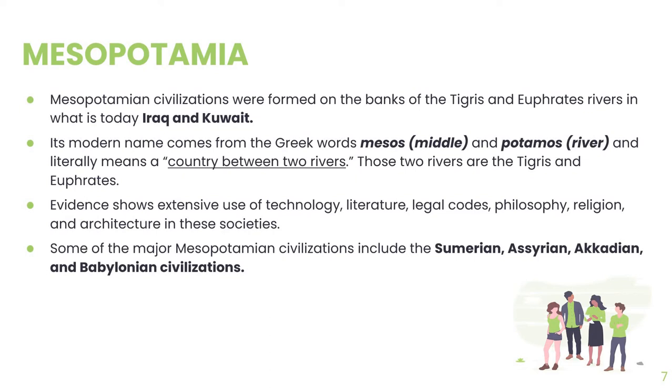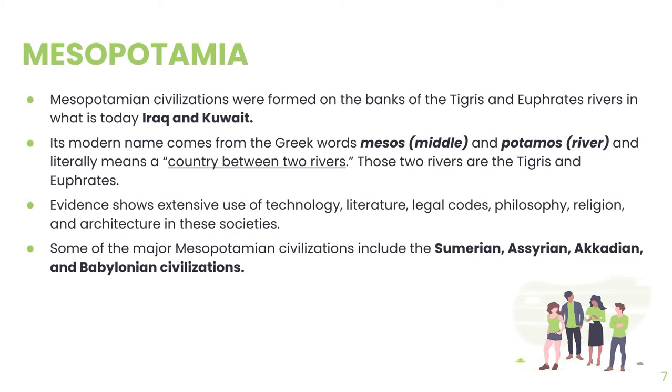Alright, so let us begin with the very first ancient civilization. We go ahead and discuss Mesopotamia. This civilization was formed on the banks of the Tigris and the Euphrates rivers, in what is today considered Iraq and Kuwait. Now, the term Mesopotamia came from the Greek words mesos, which is middle, and potamos, which is river, and it literally means a country between two rivers, referring to the Tigris and Euphrates.